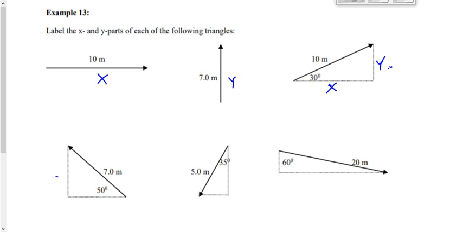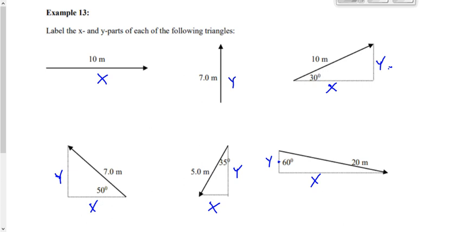Which component would this be right here, x or y? This would be the y component. This one would be the x component. This would be the x component. This would be the y component. This would be the y component. This would be the x component. Good. That's the first step.